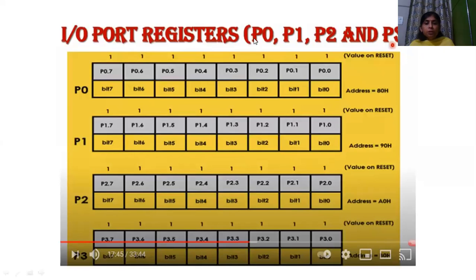Input output registers. Four input output registers are there, having addresses P0 to P3: 80H, 90H, A0H. P00 means this is the least significant bit, and P07 is the most significant bit.